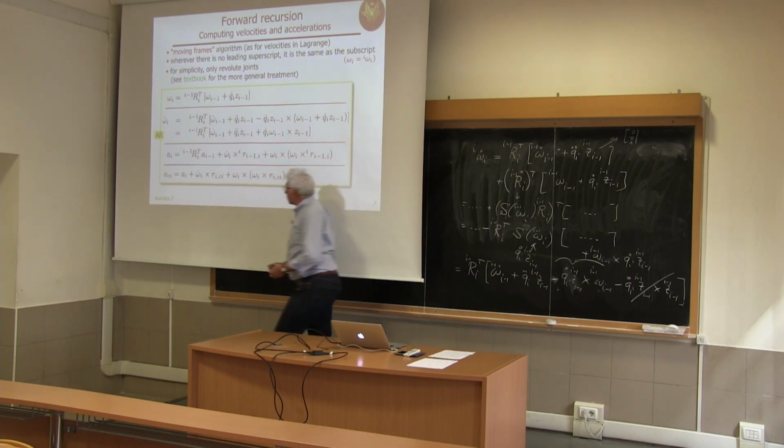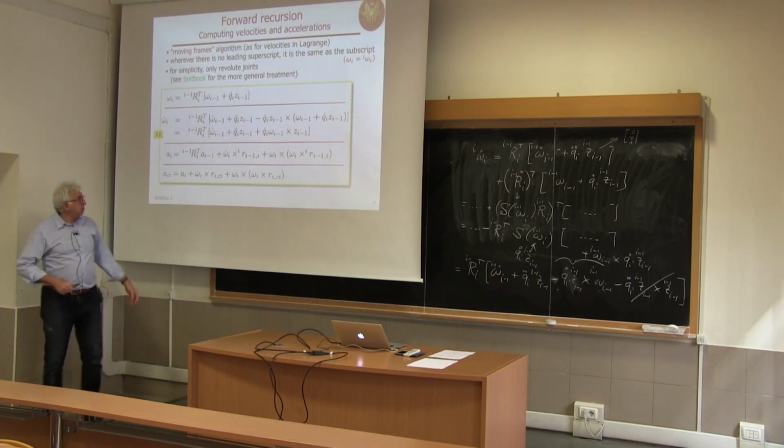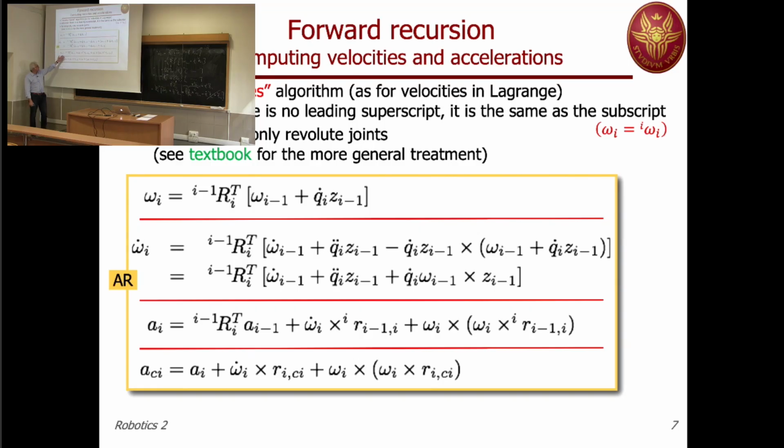And similarly, we have a second formula. I will not give a proof, but you can try it by yourself, for the linear acceleration of the origin of frame I. And again, you start with the expression of the linear velocity expressed in local terms. Then you replace all the things. You have also a vector that generates an extra term, because this constant vector is expressed in the moving frame. And then you do the recursion.